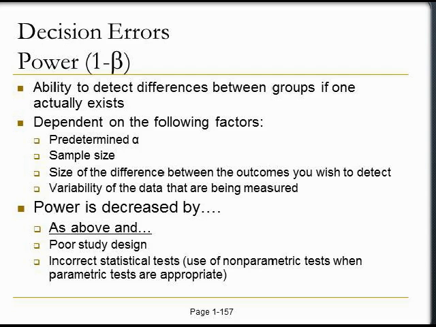Power is decreased by altering these factors, or by employing poor study design, which is perhaps going to increase our variability, increase our error, what have you, or using incorrect statistical tests. So if we use a non-parametric test when we should use a parametric test, as we've already discussed.